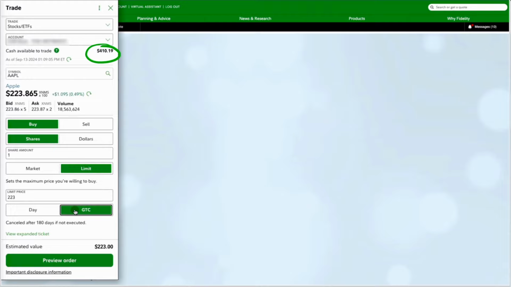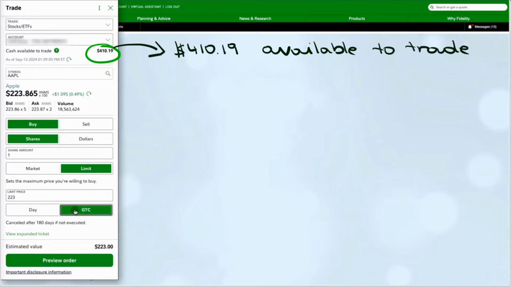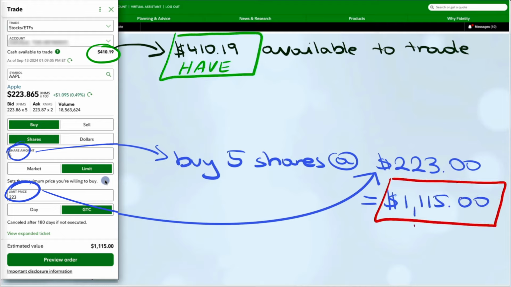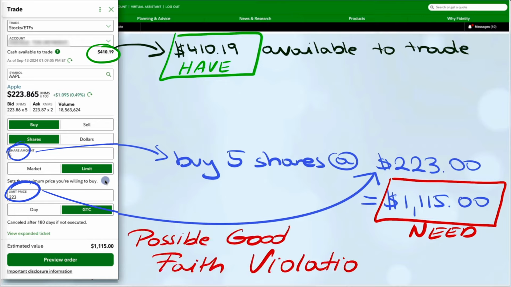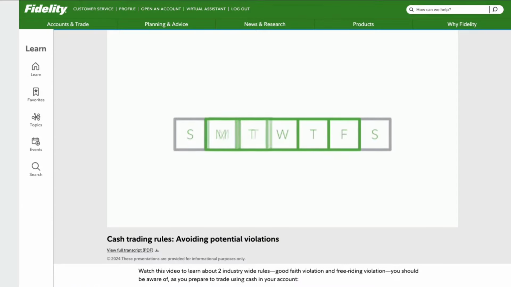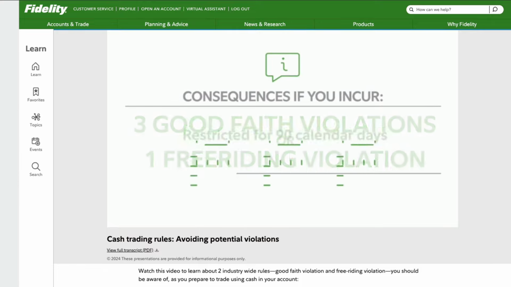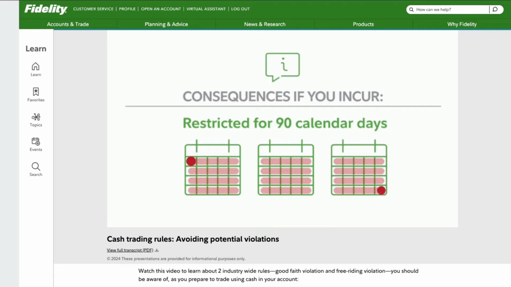Now let me give you an example of possible good faith violation. I currently have $410.19 available to trade in my account. If I try to buy 5 shares of Apple stock, the total would be $1,115, way above my available funds. I would need to either transfer more money to my account ASAP or sell some assets to cover the purchase. Keep in mind that it may take 1 to 3 days for certain transactions to settle, so don't buy stocks with money you don't yet have.